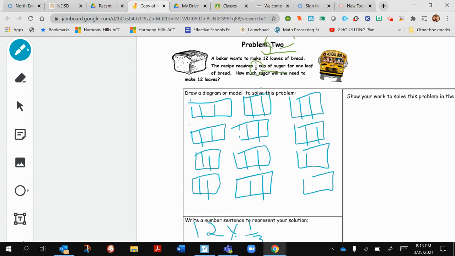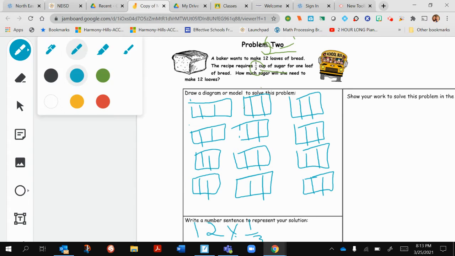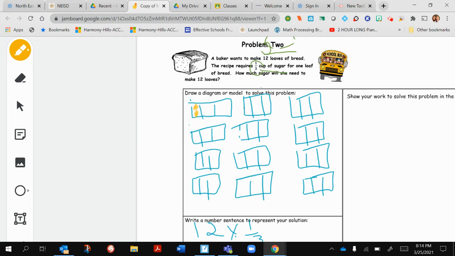So each loaf has thirds, but we're only going to use 1/3 of sugar for each loaf. So this is going to represent 1/3, 1/3, 1/3, 1/3. Is that a lot of sugar that we're using? No, not really. If we look at our loaf, it's really not a lot.